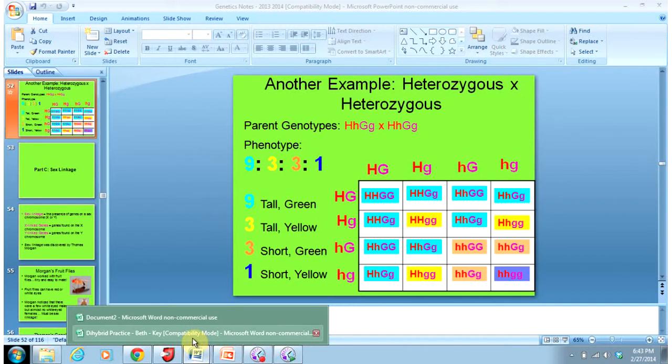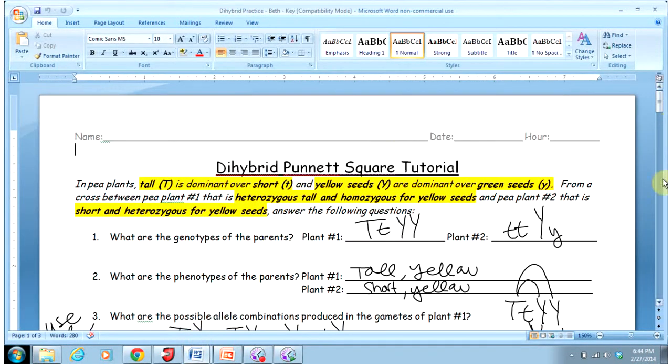And we're going to go to the worksheet, the Dihybrid worksheet. And I've created a key, and I'm going to go through the key for the first side with you and for the first problem on the back side.